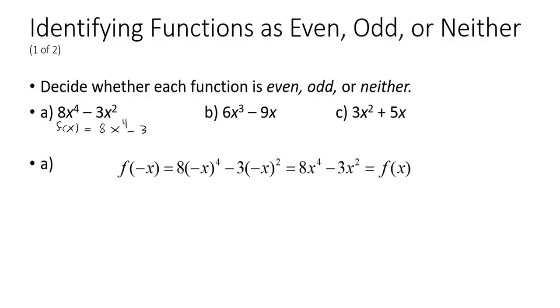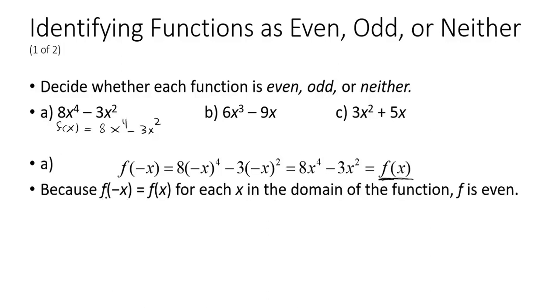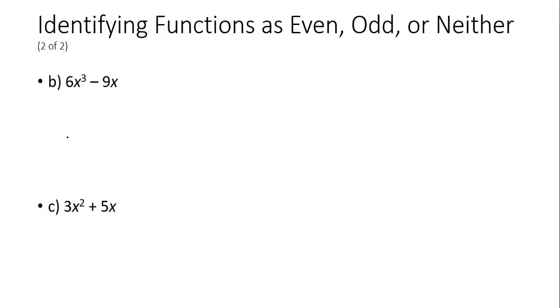So in this case, we have f of x equal to 8x to the power of 4 minus 3x to the power of 2. I substitute minus x for each x, in two places there. Since the exponent is even, it turns out to be positive, so we go back to the same function f of x. So f of minus x is equal to f of x in this case. So because f of minus x equals f of x for each x in the domain, the function is even.